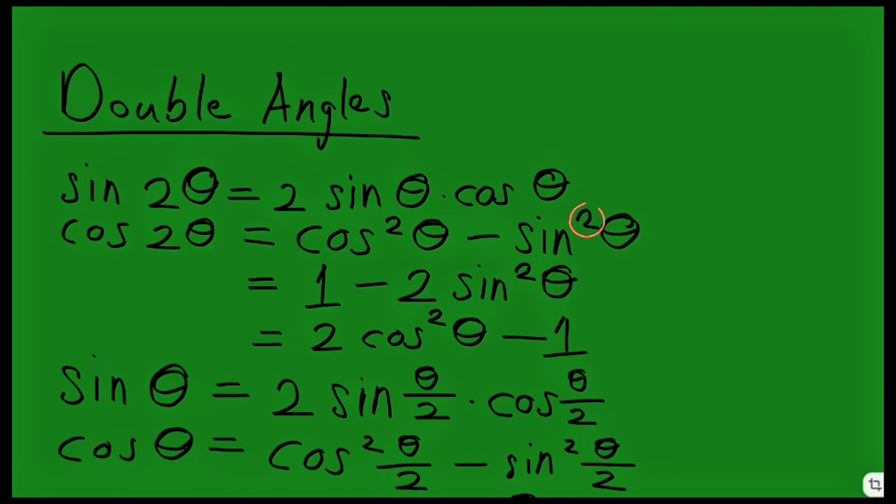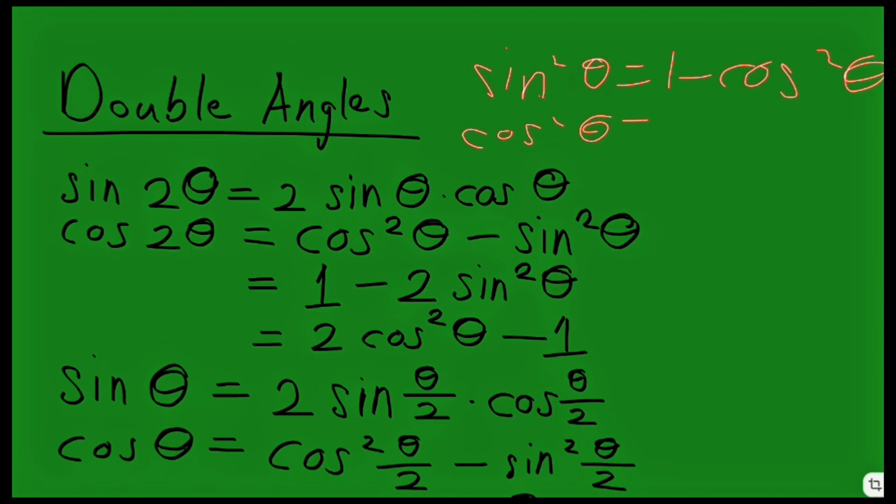Now from here, we can get to this. From here, we can also get to this. How do we do that? By going back to the trig identities that we did, I think in part 2, that sine squared theta is equivalent to 1 minus cos squared theta. And also cos squared theta is equivalent to 1 minus sine squared theta. So that means wherever we see sine, we can just replace it by this. Wherever we see cos, we can also replace it by this.